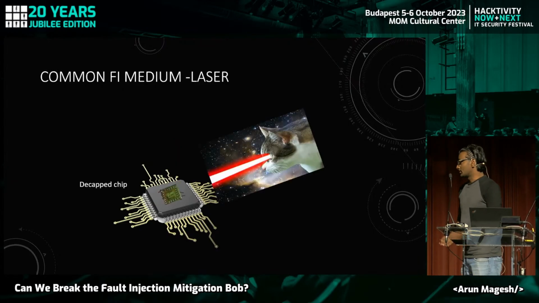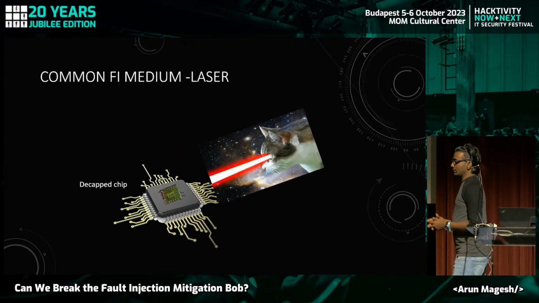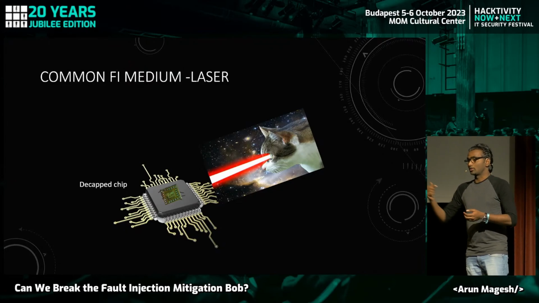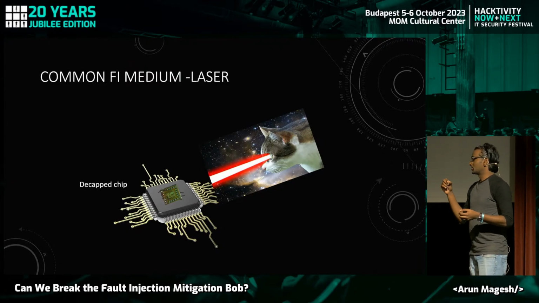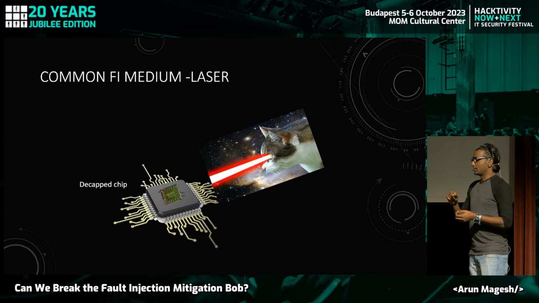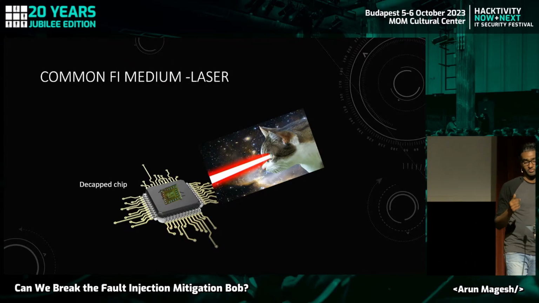And you can also use laser as well. You can decap the chip, so you only expose the raw silicon. And then you can inject, let's say, a very small spot-size laser to select a specific transistor, shine a laser on it, and then you can just flip a bit in it.